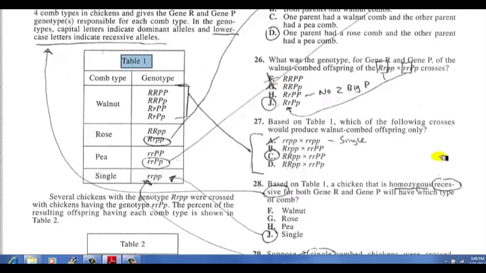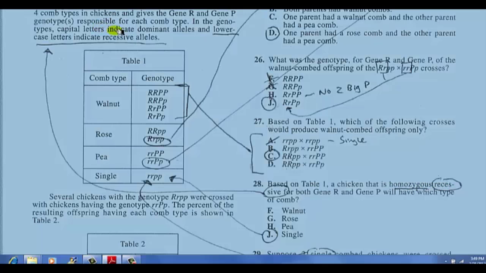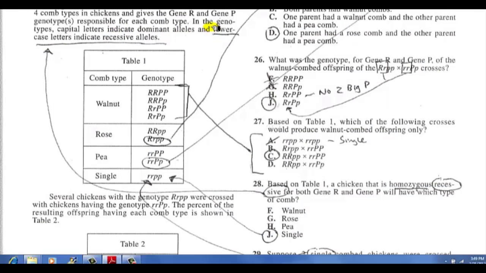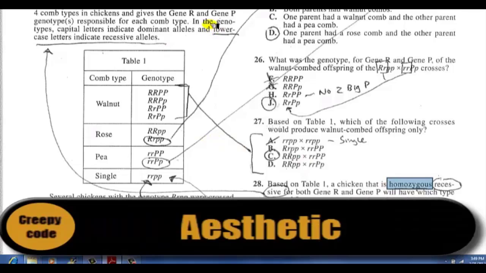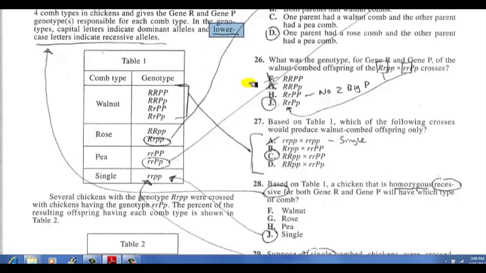Now what we need to do is figure out what homogeneous recessive is. If you look up here in the mini introductory paragraph, it tells you right here, lowercase letters indicate recessive alleles. Homogeneous means all of the same. So, homogeneous recessive, if you look over here, where are all of the lowercase letters? That will tell you that that is homogeneous recessive.